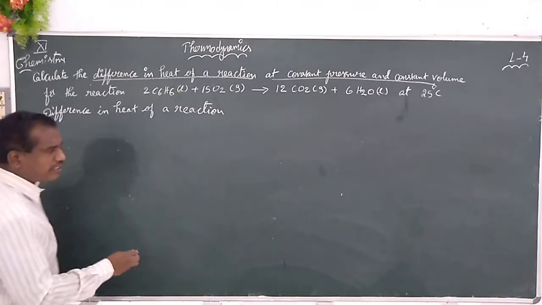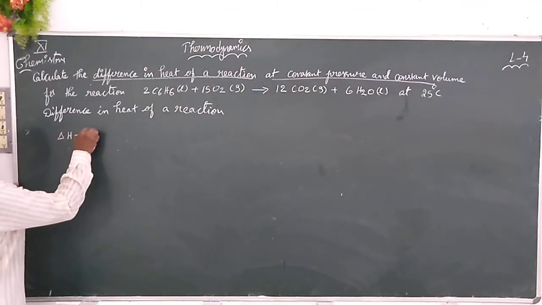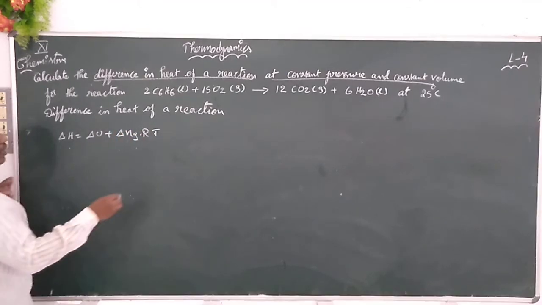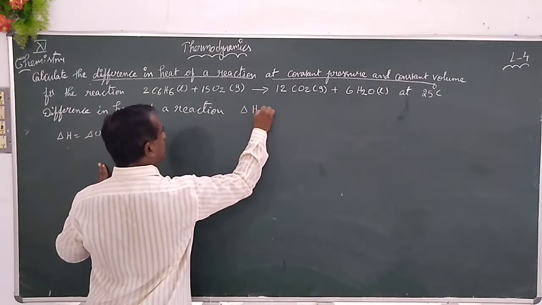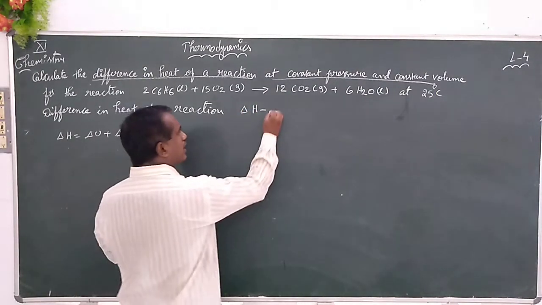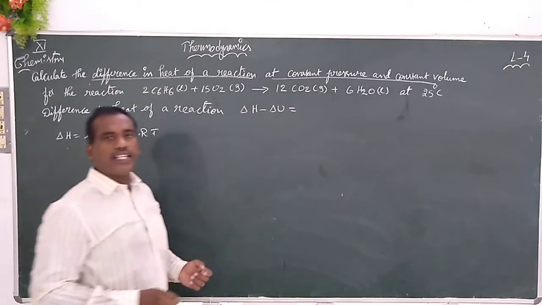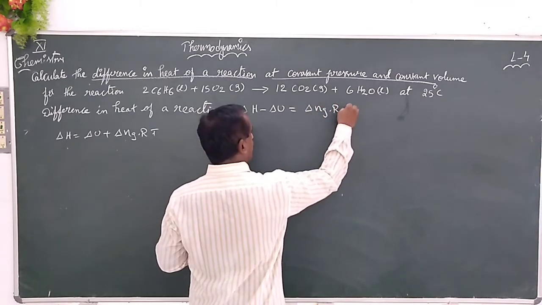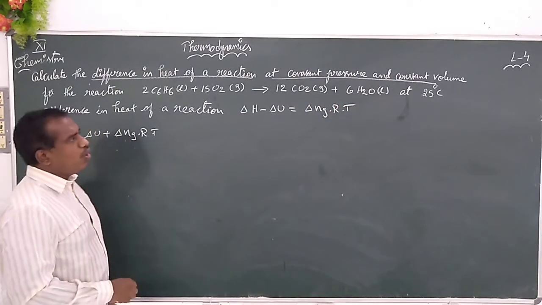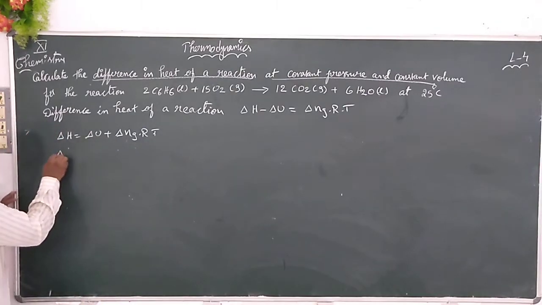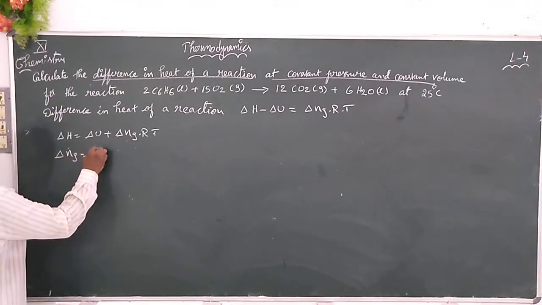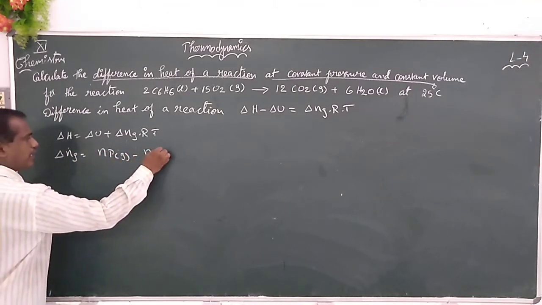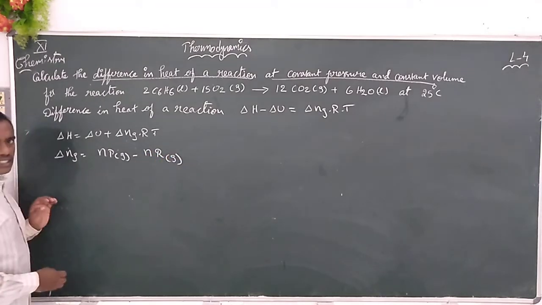Do we know about this equation? What equation do we know? Delta H is equal to delta U plus delta Ng into R into T. The difference in the heat of a reaction is given as change in enthalpy minus change in internal energy, and it is equal to delta Ng into R into T. So once we know the delta Ng into R into T, what is the delta Ng? The number of moles of products in the gaseous state and the number of moles of reactants in the gaseous state.